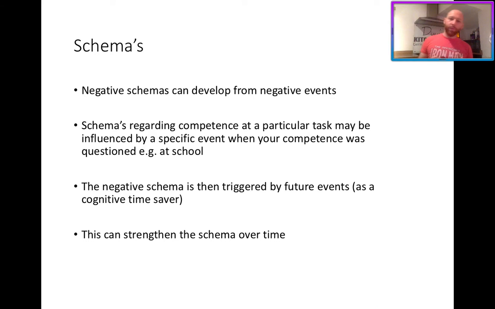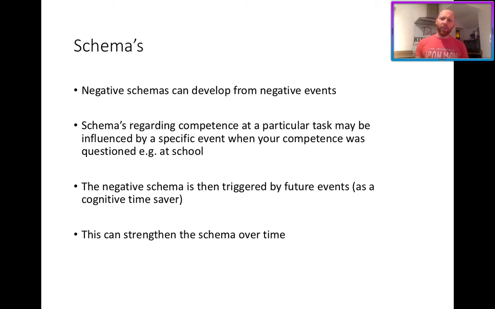Key to the cognitive approach to explain depression is this idea of schemas. And negative schemas can develop from negative events. They can be a specific event or a chain of events. Now, schemas regarding competence, for example, might result from a particular task that you perform badly. Perhaps you answer a question at school, you give a silly answer, whatever, and your teacher says, "Oh, that's a ridiculous answer."